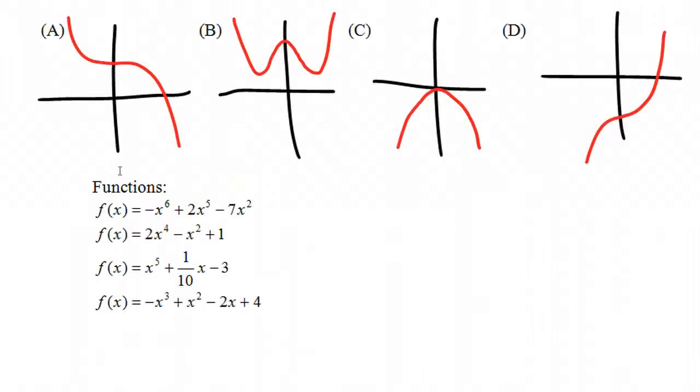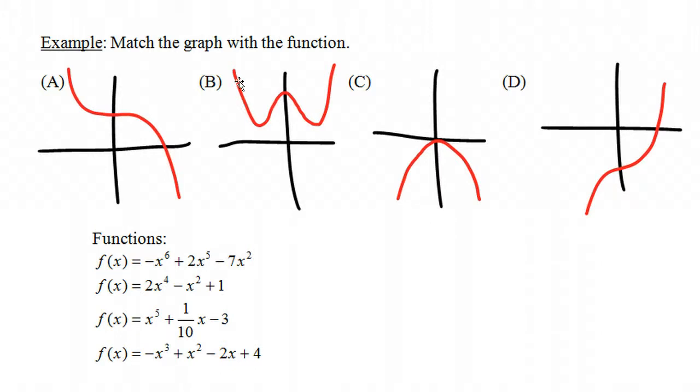Now let's do a quick example of matching. Let's match the graph with the function. I've drawn some graphs of some functions, 4 graphs, A, B, C, and D, and I also have some formulas for functions. The first formula is negative x to the 6th plus 2x to the 5th minus 7x squared. Notice that that is an even degree polynomial with a negative leading coefficient. The only one that could be would be part C. Both arrows, if you thought of these as arrows, would be pointing down.